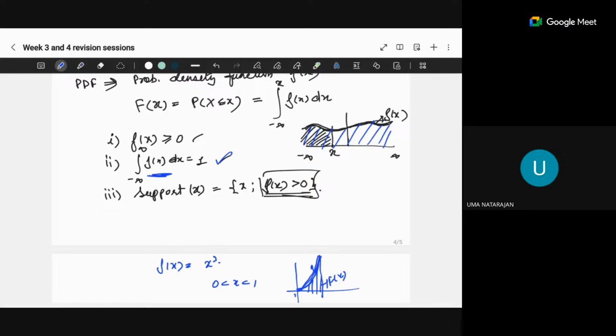So F(x) is basically the particular area. In this, if you see, I need to find out this particular area, then that is my F(x). This whole area is my capital F(x). Correct, yeah, correct.